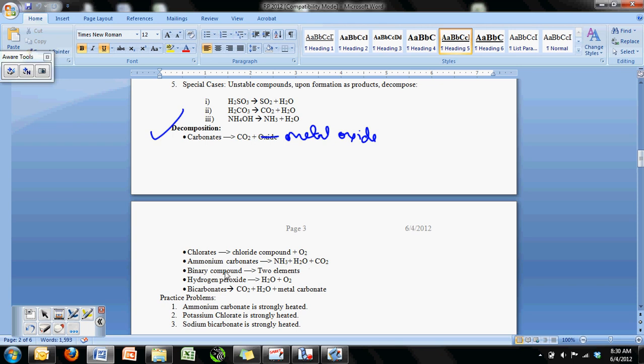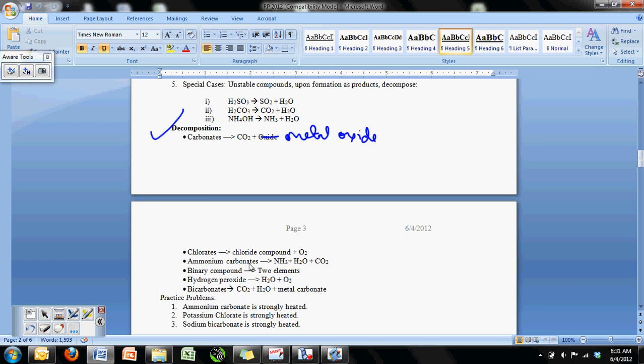If it is a binary compound, meaning the compound is made up of two elements, then it breaks up into its two elements. Hydrogen peroxide breaks up into water and oxygen. And a bicarbonate like sodium hydrogen carbonate, which is also called sodium bicarbonate, will break into carbon dioxide, water, and metal carbonate. So if you memorize all of these, they give you a pattern and help you predict what expected products you can write when you heat a compound. For example, in this practice problem, it says ammonium carbonate is strongly heated. Now you have to kind of think of one of these.